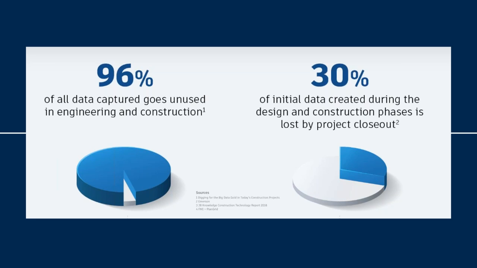Now, it is said that 96% of all the data that gets captured goes unused in a lot of the engineering and construction practices. So you might be using Revit and putting a whole bunch of information into super smart families, and then no one really uses it. Not because they don't care, but perhaps they don't know it's there, or perhaps they don't have the means of using that information. And anyone who is more on the facility or asset management side of things will know that they estimate around 30% of initial data created during design and construction is completely lost by project closeout. So there's a lot of information that goes missing or that doesn't get used throughout the life cycle of a project.